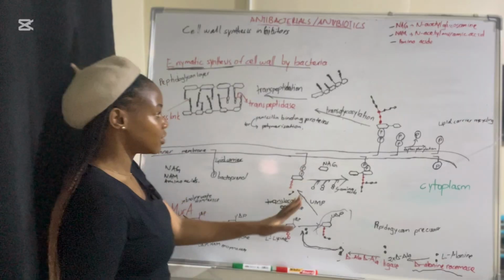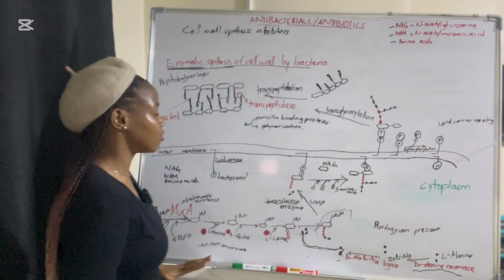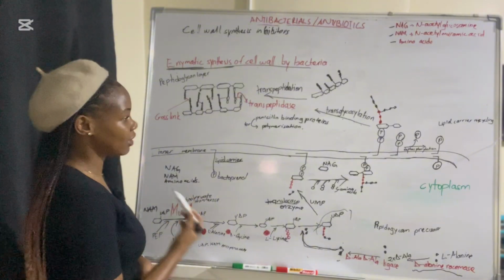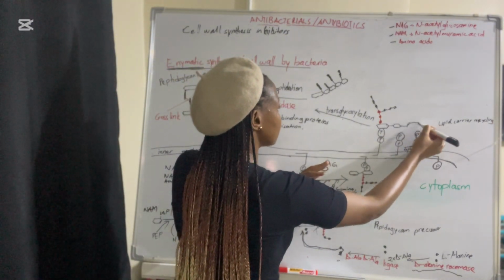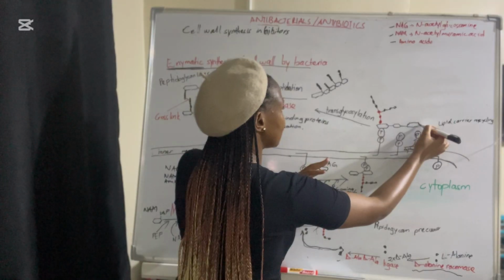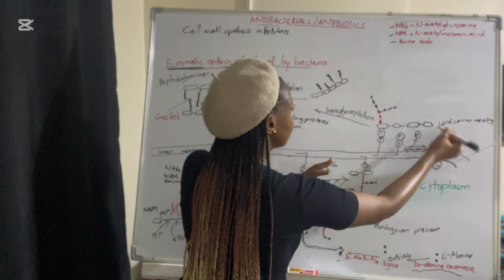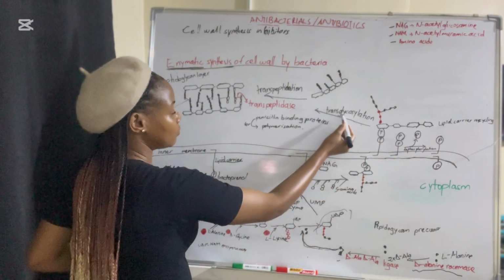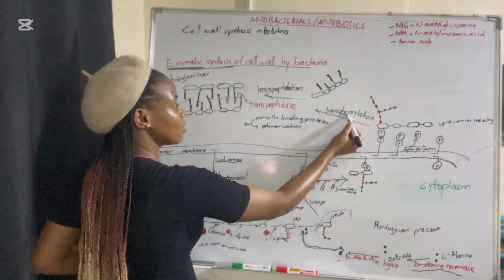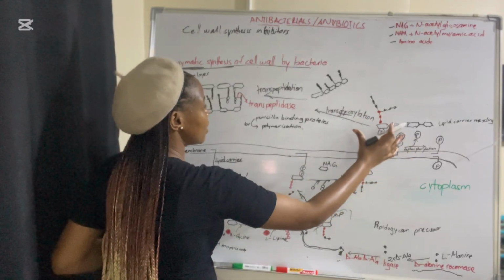In transglycosylation, we are going to see that the different sugar molecules that I talked about, the NAM and the NAG, are going to be continuously added onto the what? Onto the growing peptidoglycan layer. As you hear the word glyco, it means sugars. Sugars are going to be continuously added.